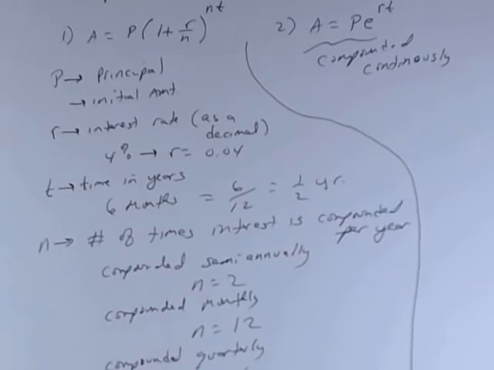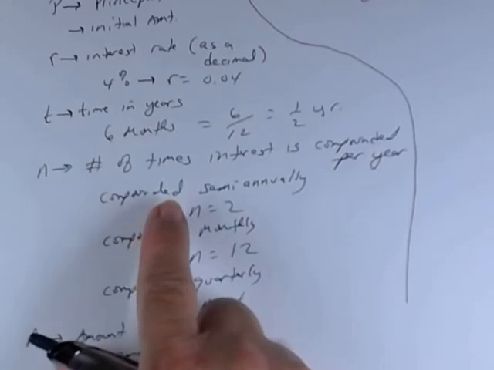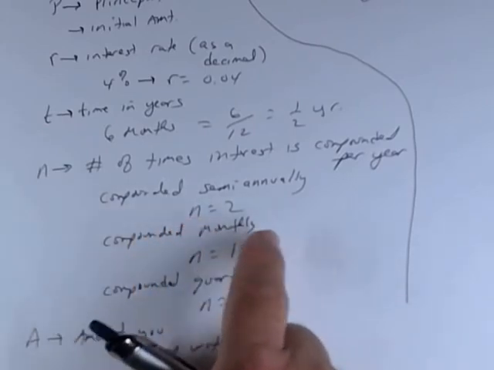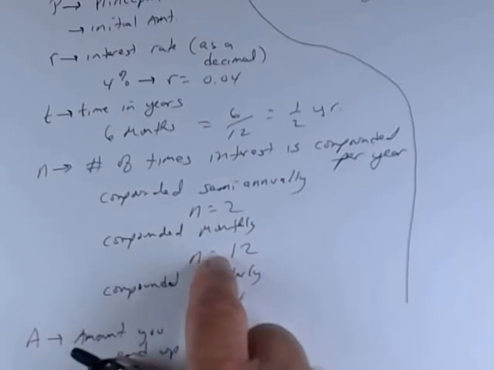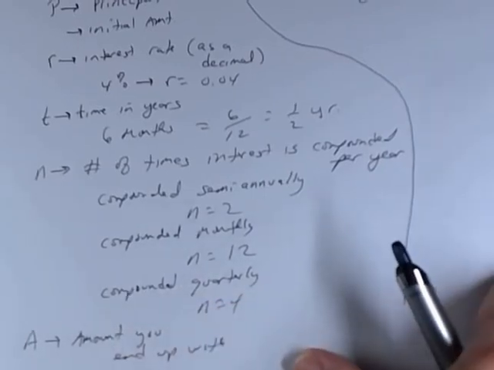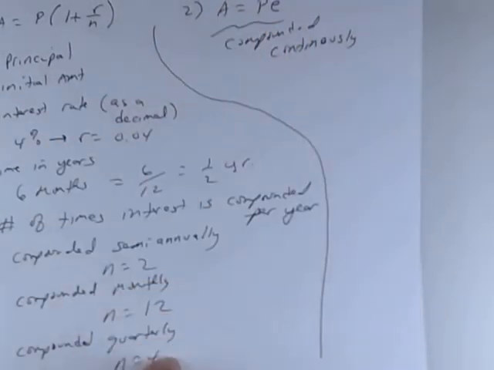All right. So if it's being compounded a finite number of times, see finite versus infinite. Finite I can count. Compounded semi-annually, I can count. How many times is that? 2. Compounded monthly, I can count. How many times is that? 12. Compounded quarterly, I can count. How many times is that? 4. Compounded continuously, that's an infinite number of times. I can't count that. So you're going to use this formula. All right? So it's very simple to use.